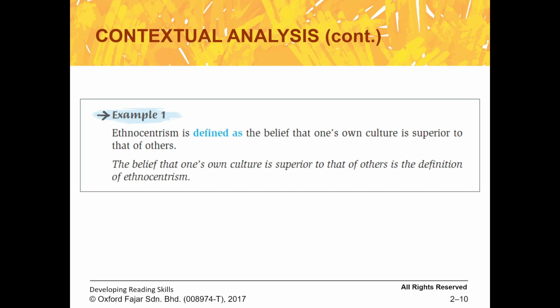ethnocentrism is defined as the belief that one's own culture is superior to that of others. So, what does it mean? Ethnocentrism is the word there. You have the clue here, defined as, then the belief that one's own culture is superior to that of others. That is the definition of ethnocentrism. So, when you read that, you understand that ethnocentrism means the belief that one's culture is superior to that of others. So see how the clue helps you understand the word there, which is from the definition of the word itself, right?